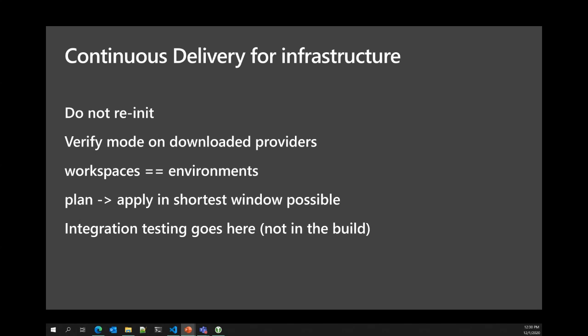So we have an artifact. So now we're ready to deploy this thing. What do we do? The first thing that we do is download that artifact into our workspace, and we start the process of deploying it into our environment.